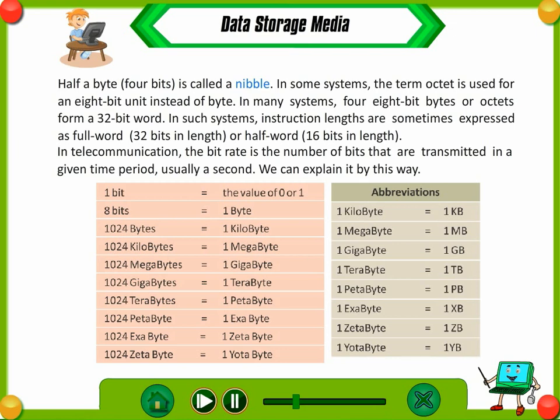1024 petabytes is equal to 1 exabyte. 1024 exabytes is equal to 1 zettabyte. 1024 zettabytes is equal to 1 yottabyte.